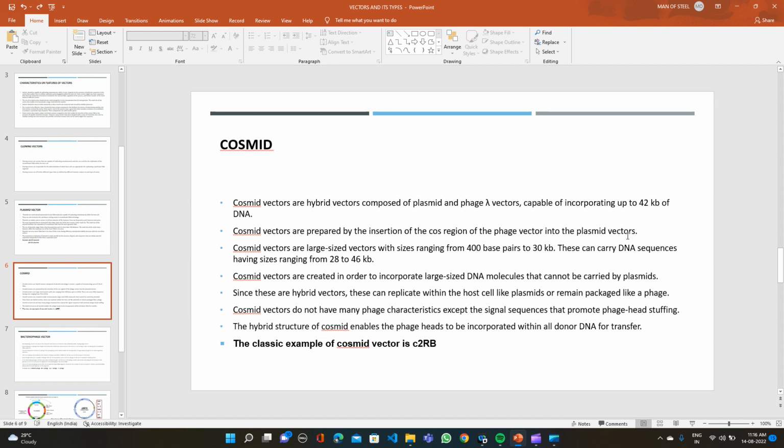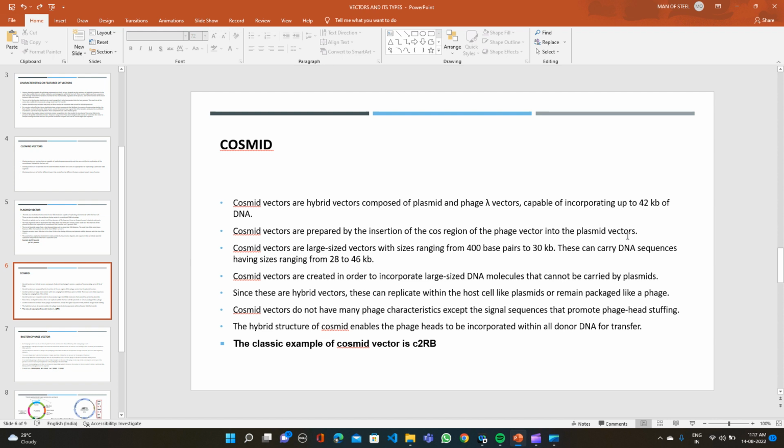Cosmid vectors do not have many phage characteristics except the signal sequence that promotes phage head stuffing. The hybrid structure enables the phage head to incorporate the whole DNA for transfer. A classic example of a cosmid vector is c2RB.